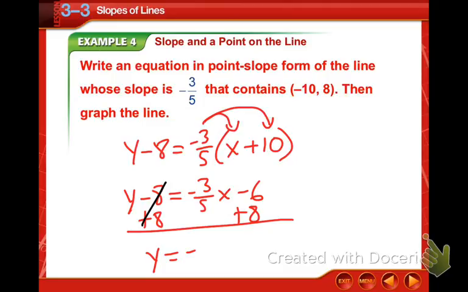And y is equal to negative 3/5 x plus 2. That's what I wanted to find. It does say point slope form, but point slope form is kind of useless besides getting to slope intercept form. It looks kind of goofy to leave an equation with all that stuff that you could simplify it down.